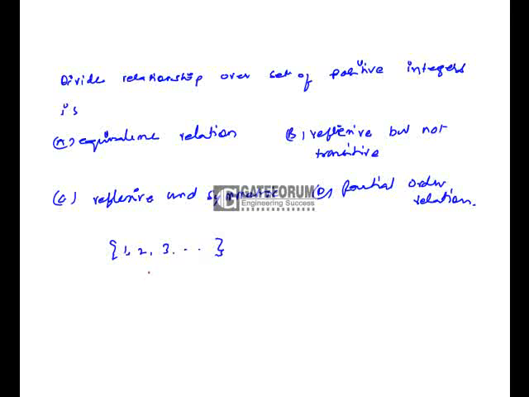This is reflexive. Why? Because any integer divides itself, so we can say that it is reflexive. And it is also transitive. Why? Because if x divides y and y divides z, then x divides z. It is not symmetric. Why? Because if x divides y, it is not necessary that y divides x. For example, 3 divides 6, but 6 doesn't divide 3. So it is not symmetric.